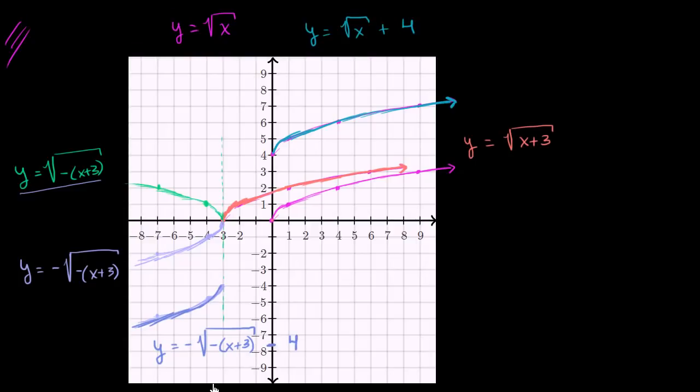And so we could keep going on and on, but hopefully this gives you a sense of the different ways you can manipulate this thing. And we'll do some more examples to get a better understanding of it.